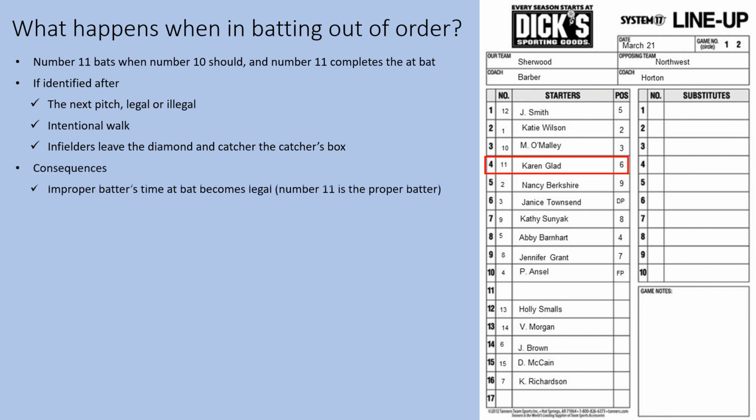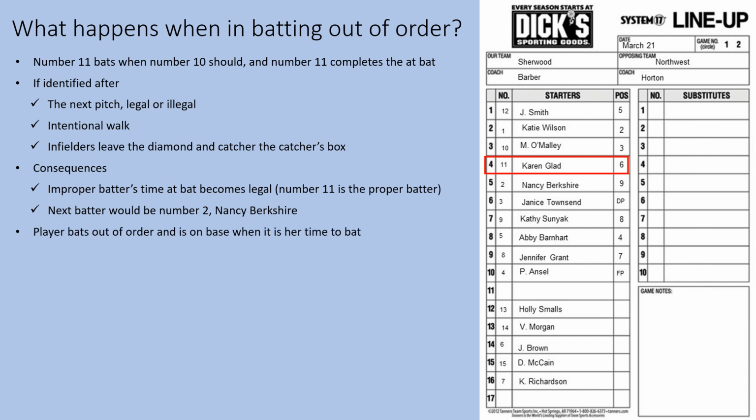What happens? Well, at that point, the improper batter's time at bat becomes legal. In other words, Karen Glad is now the legal batter. Nancy follows her in the batting order. If Nancy is given an intentional walk, then she remains on base. Karen remains at second base.